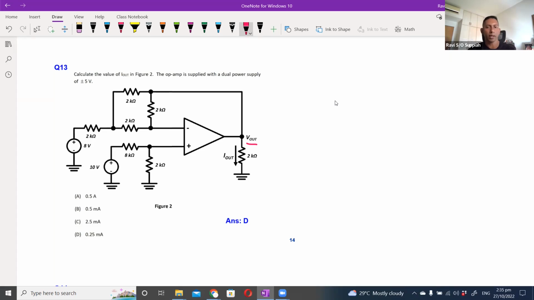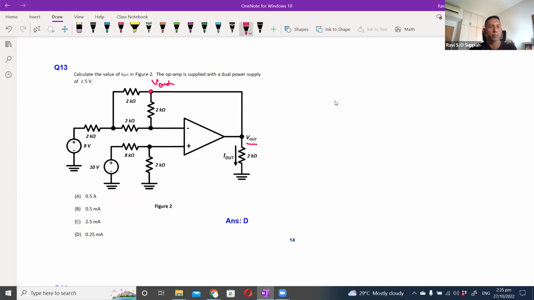In our case, we want to find V out. So I need to trace V out, or come up with an expression that has V out in it so that I can solve for it. Since V out is here, I can say that V out is also here. It's the same line that is connected.